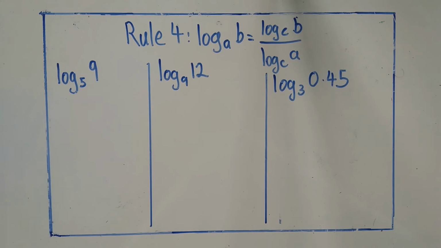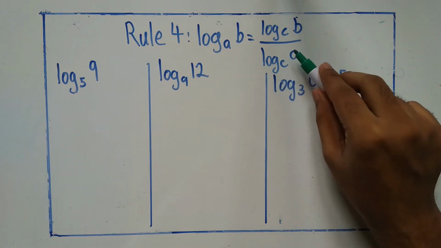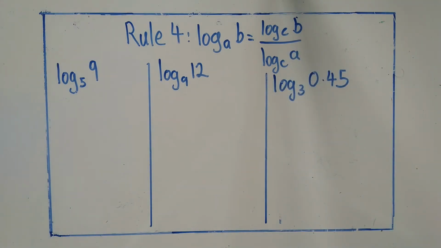The fourth rule is the change of base rule. We convert from base A to base C. The reason we do it is to convert it into a calculable value. Our calculators can only evaluate log base 10 or log base e. They cannot solve any other log bases. Let's look at the first example.